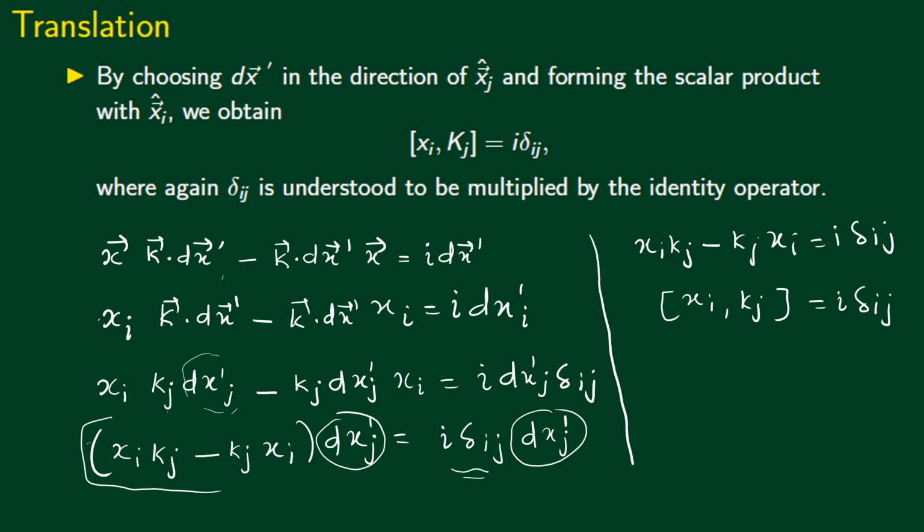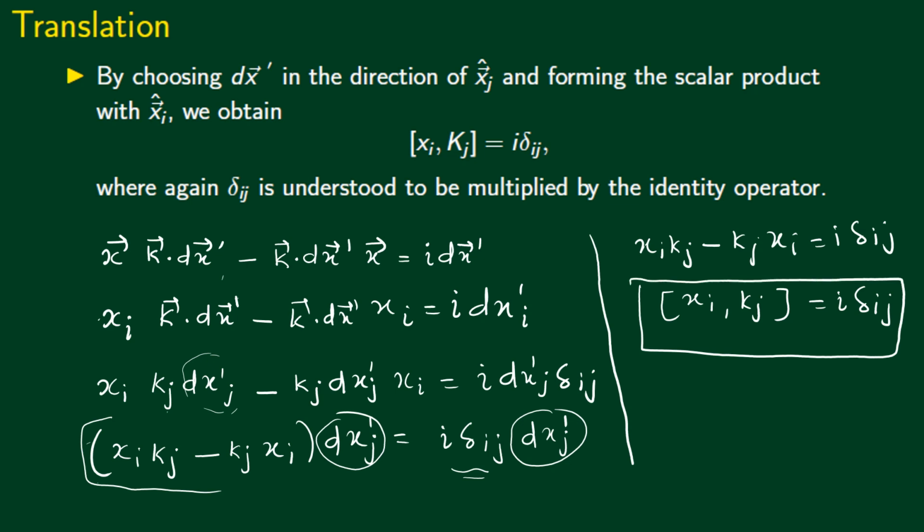So again, delta_ij is understood to be multiplied by the identity operator. The identity operator is everywhere, wherever we haven't mentioned it specifically. Even earlier we did not mention it specifically, but you have to remember that if you have an operator equation, and on one side you don't see an operator, there has to be an identity operator there. Okay, we get this relation. This is the commutation relation that we wanted to derive.